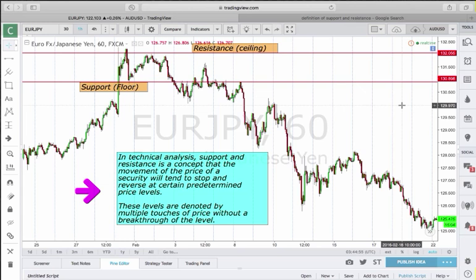Now I'm going to give you the by-the-book definition here, and you can read along with me. In technical analysis, support and resistance is a concept that the movement of the price of a security will tend to stop and reverse at certain predetermined price levels. These levels are denoted by multiple touches of price without a breakthrough of the level.